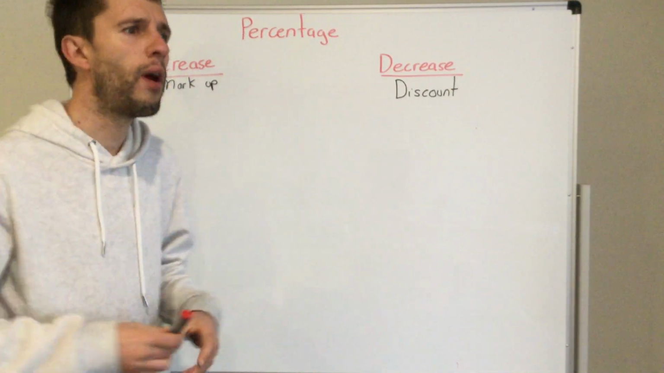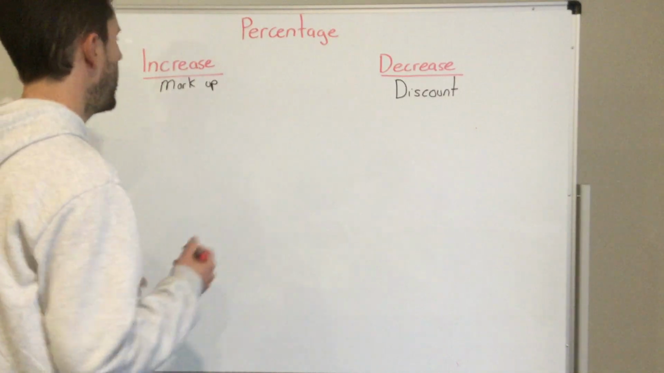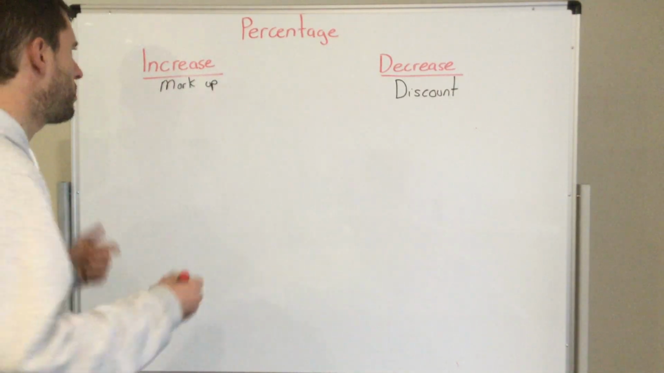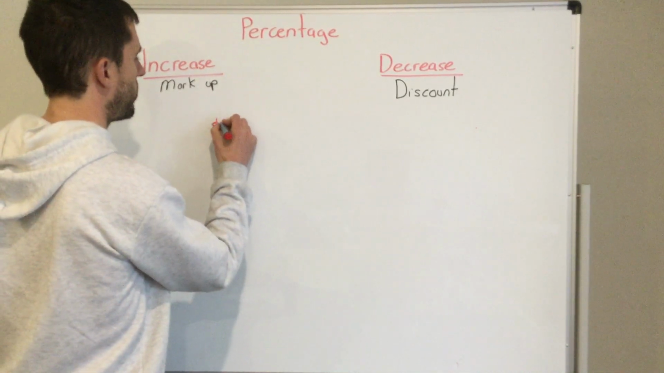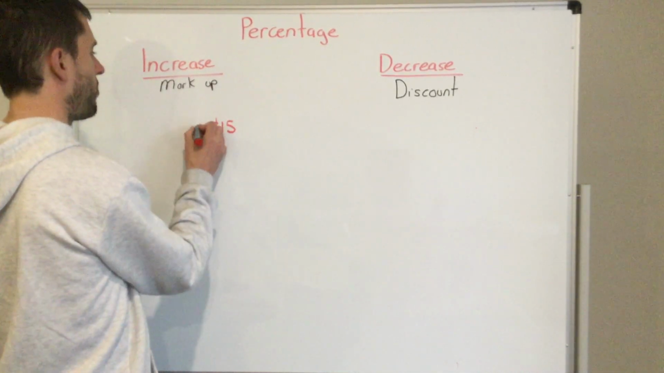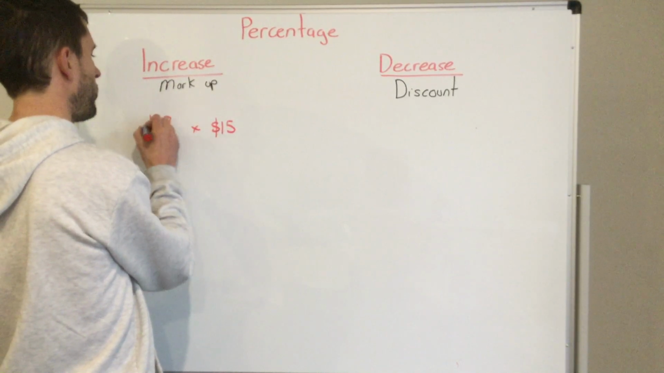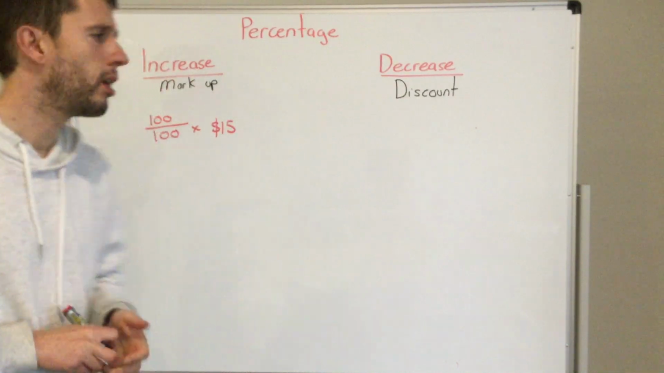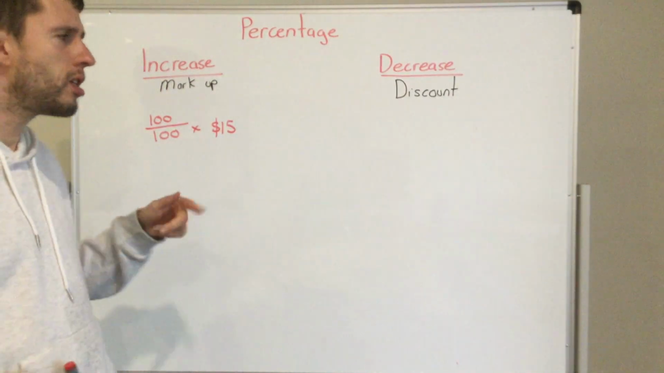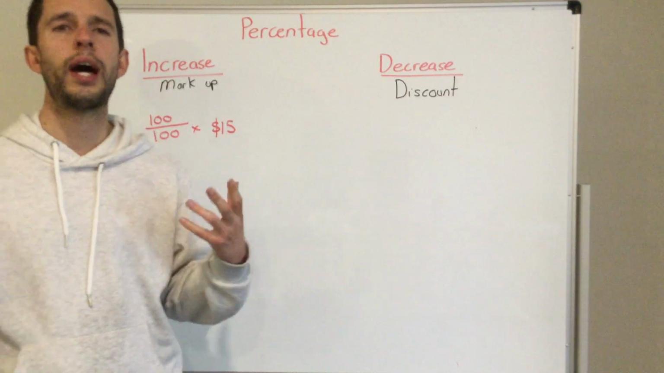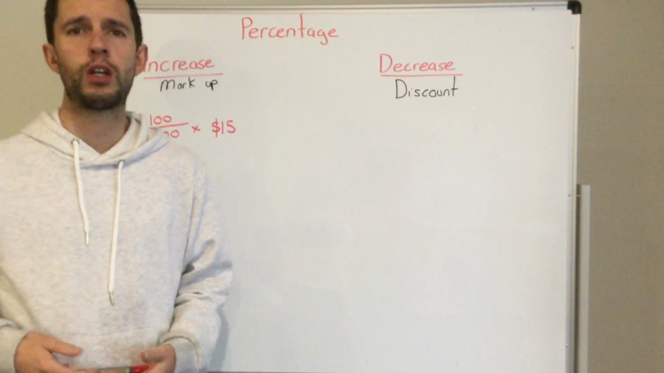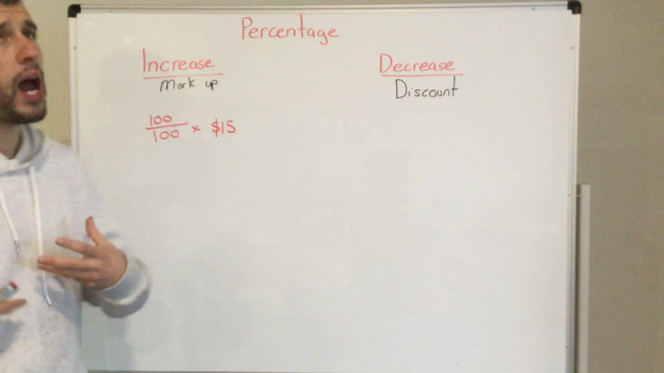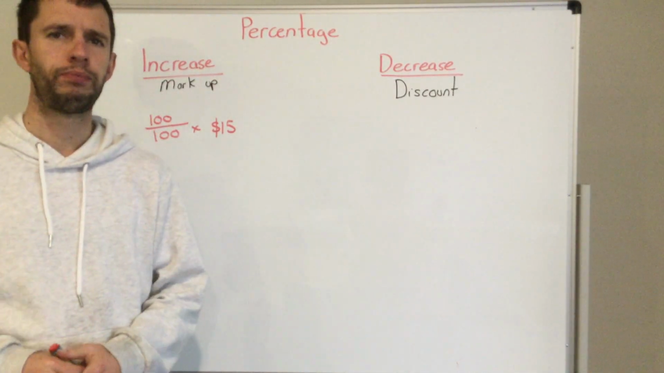So if I'm thinking about, I'm a shop owner, I've bought some shoes. It cost me $15. The shoes cost me $15. Think about percentages. 100 out of 100 is 100%. That is 100% of the cost. That is what it cost me. But I would like to make some money.